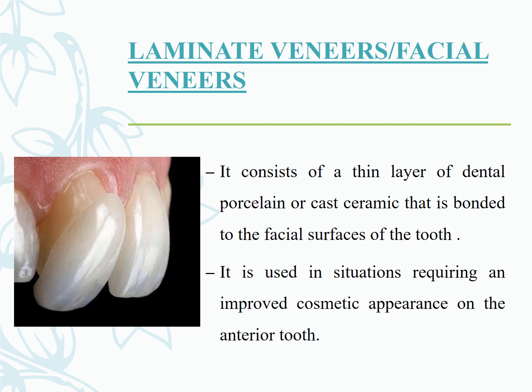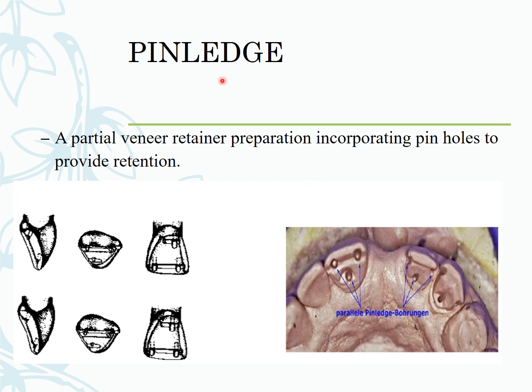Coming to laminate veneers or facial veneers. Only one portion is prepared. It consists of a thin layer of dental porcelain or cast ceramic that is bonded to the facial surface of the tooth. It is used in situations requiring an improved cosmetic appearance of the anterior teeth. Very commonly done to improve discoloration, chipping, and for smile designing. So, those purposes.